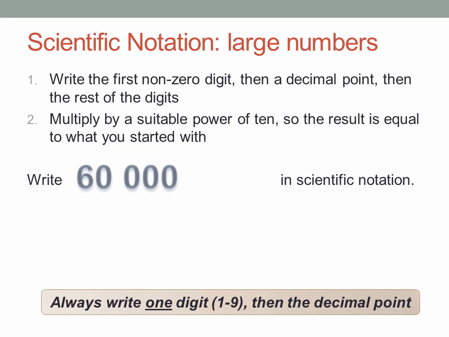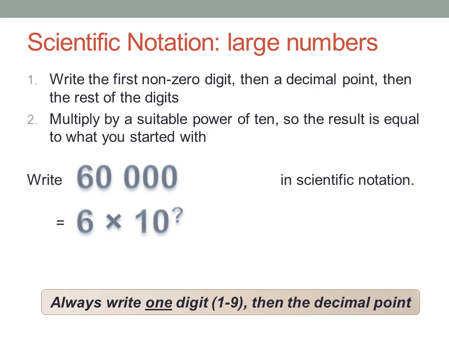Write 60,000 in scientific notation. Well, let's write the first digit of our number, that's the 6, and then, in this case there aren't any more digits. Okay, now what power of 10 can I multiply 6 by to get back to 60,000?